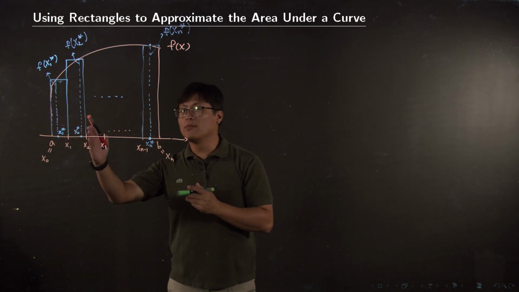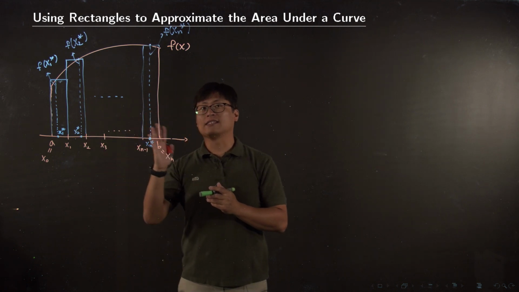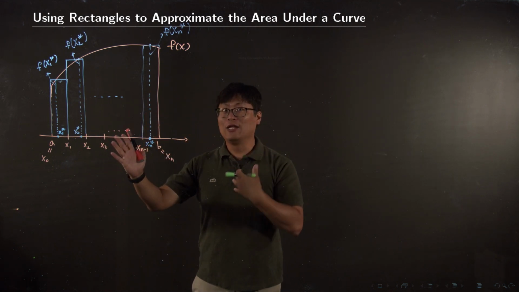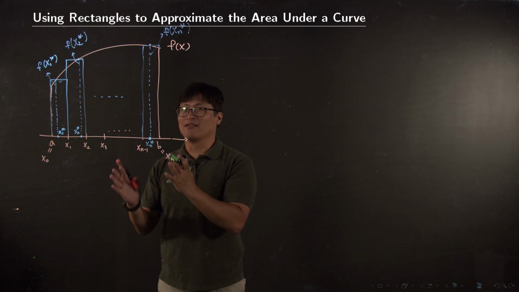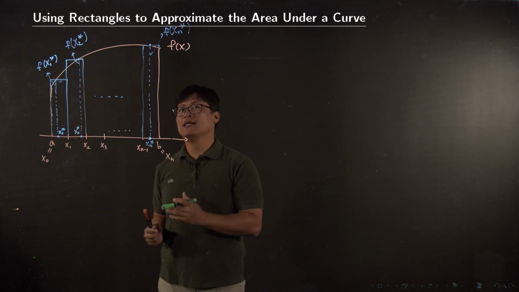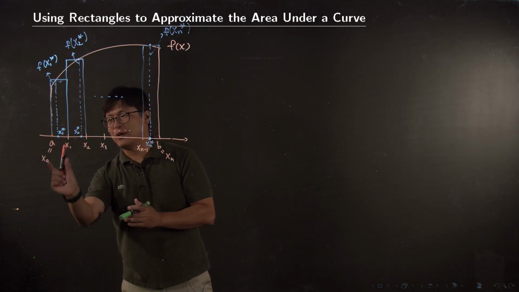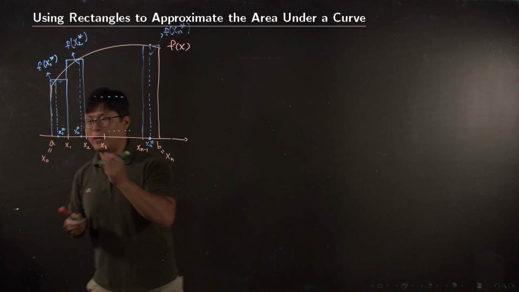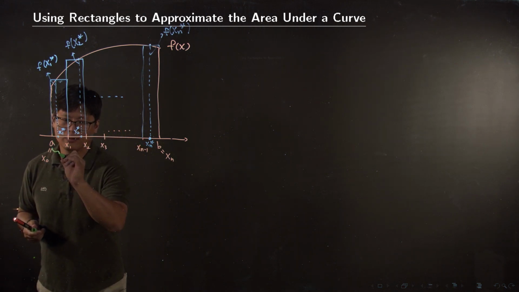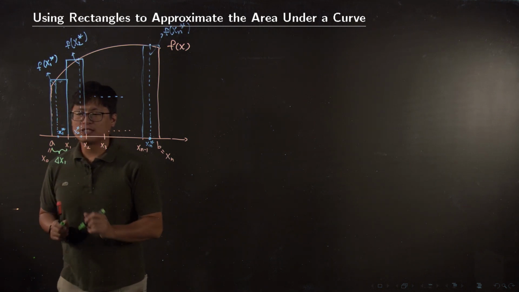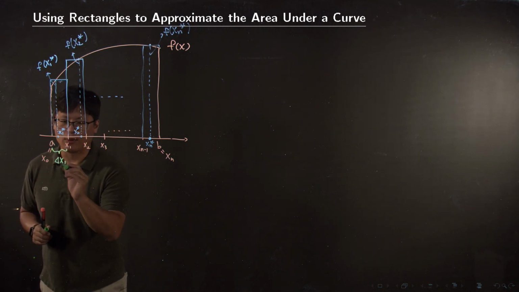I'm talking about the rectangles. As I told you, you know the area of a rectangle is base times height. So now let's try to write the base. We say the base of the first one is delta x1. Delta x1 is what? x1 minus x0, right?